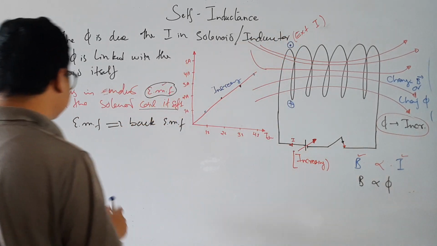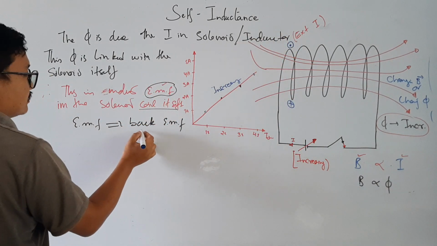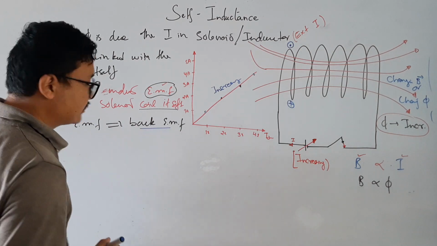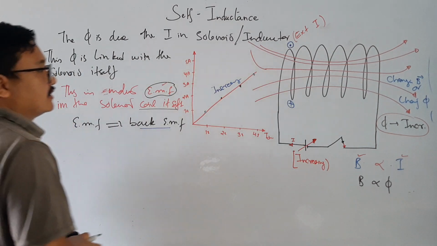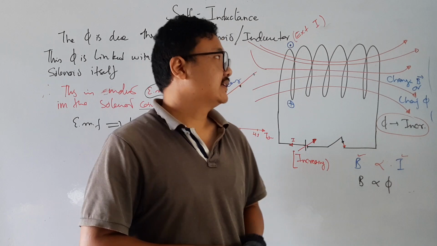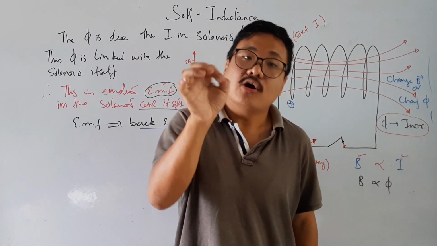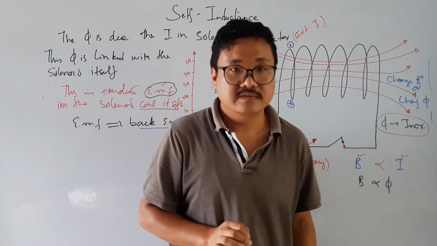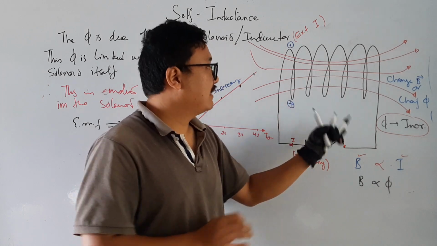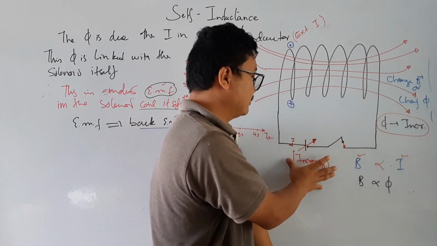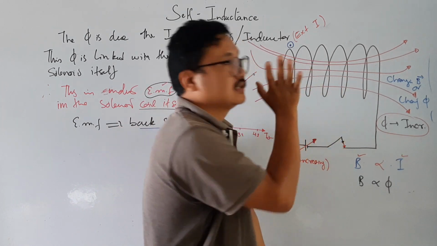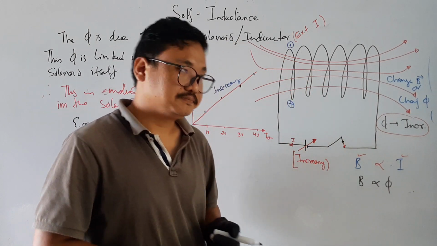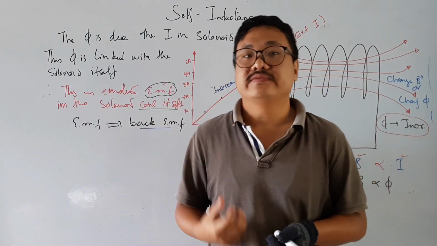Okay? So, one should write that. Therefore, this is also called the back EMF. The direction of induced current in self-inductance is opposite to the direction of the external current applied to this solenoid using this variable battery or cell. So this is all about the self-inductance.